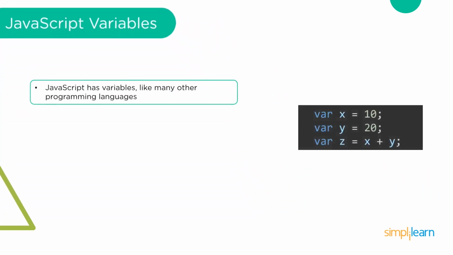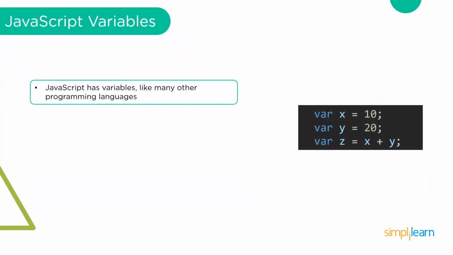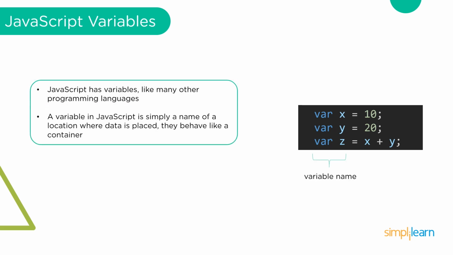Like any other programming languages, such as C++ and Java, JavaScript also has this option to store data. So you see here we have X, Y, and Z, where I can store values and do some necessary calculations on top of that. A variable in JavaScript is just like a unique name where your data will get placed. So they typically work like a container.